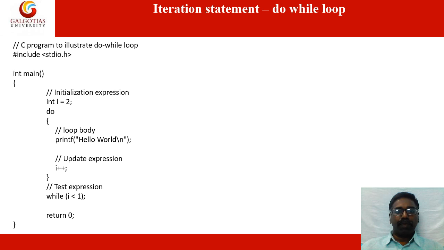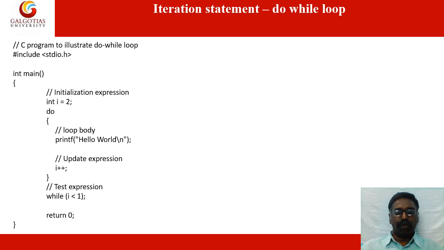An example program for do while loop is given below. Here we declare an integer variable i, whose value is 2, and we enter into a do while loop. As per our explanation, this execution will be done at least once. So we directly enter into the do while statement and we print hello world, and an update expression i plus plus is given, so now i will become 3, and at the end of the do while loop statement we have a condition i is less than 1.